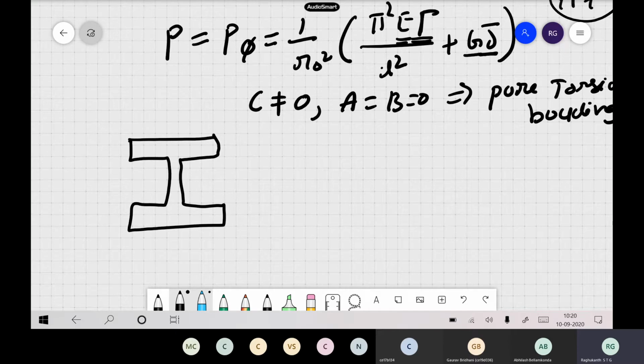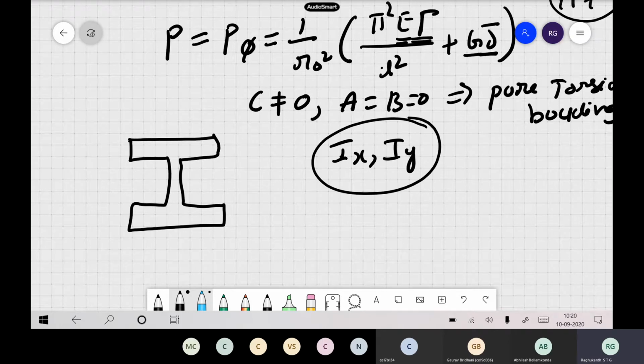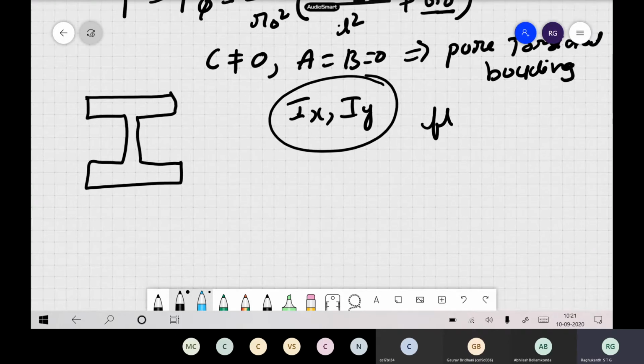Now for an I section, generally how does it fail? Which mode will be dominant generally for I sections? Py. Py itself, because if you take x and y, or if you change the coordinate system, the most controlling factors are your Ix and Iy. So generally it buckles in flexure modes.